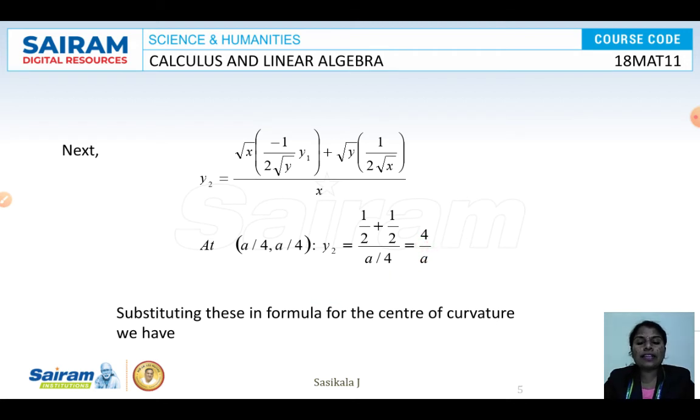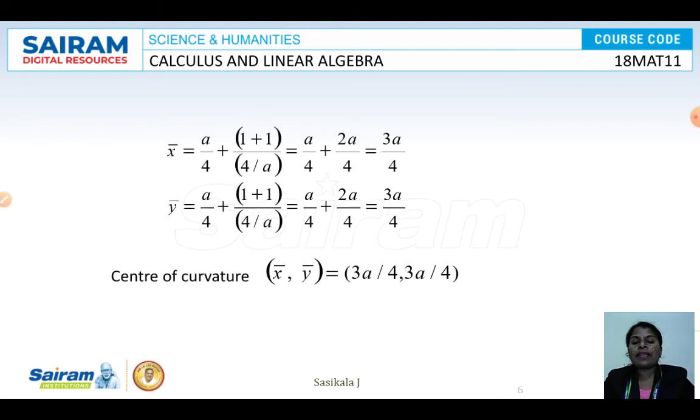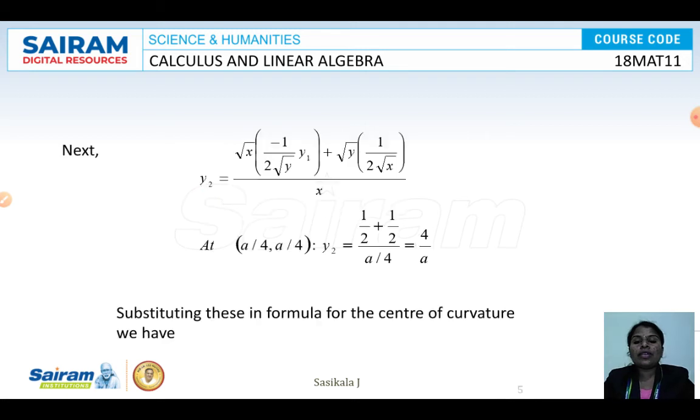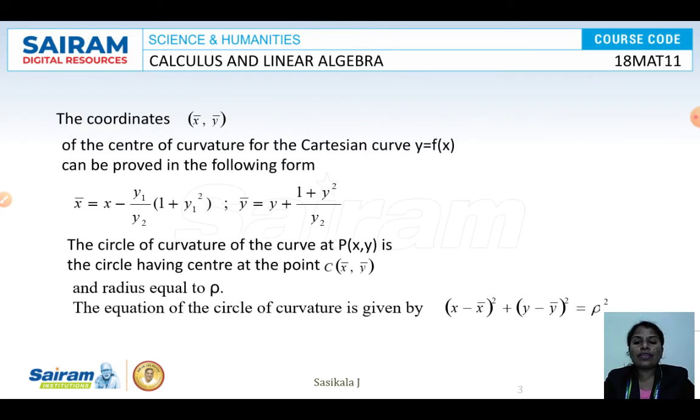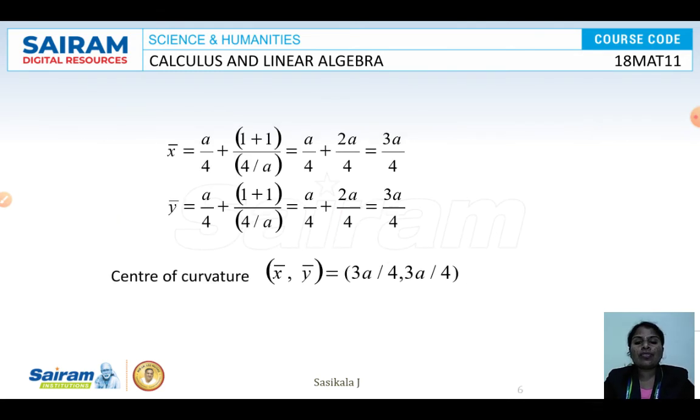So substituting these in the formula for the center of the curvature. What is the center of the curvature? It is x bar and y bar. So x bar is equal to, substitute by using that formula. So y2 plus, what is that? You have a term which you have 1 plus 4a by 4 by a. So what does the formula say? x minus y1 by y2 of 1 plus y1 squared. This is y plus 1 plus y1 squared by y2. Okay. So minus y1 by y2. So you will have a term that this y1 value, for minus 1 it will be a plus 1. Here it will have 4 by a. So on simplification of this, your x bar you will get 3a by 4.